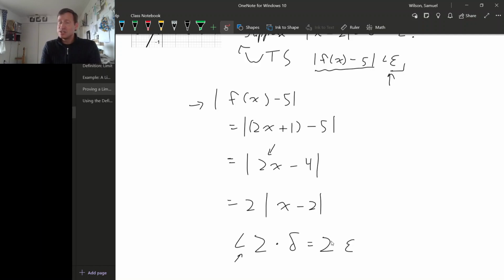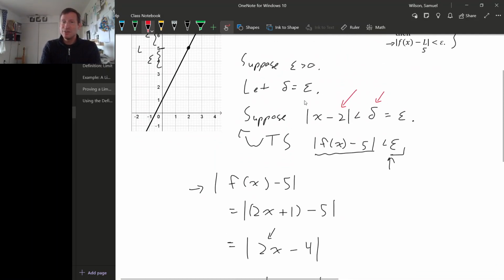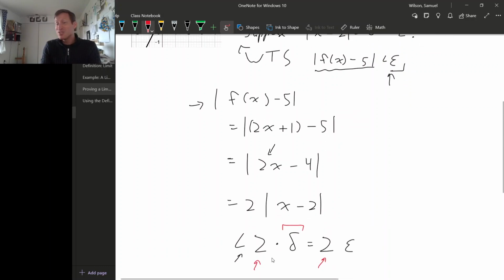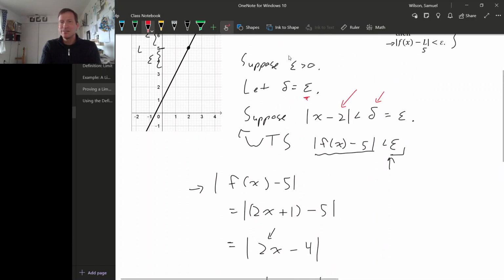But this calculation does give us some insight into how to fix the problem. The problem is that delta was equal to epsilon, so this problematic 2 survived. But remember, for delta, we can go back and choose any function of epsilon. We didn't have to just choose delta equals epsilon. So we want to choose a function of epsilon that will cancel this 2. Why don't we choose 1/2 epsilon? If delta is 1/2 epsilon, then we're supposing that the absolute value of x minus 2 is less than delta, which is 1/2 epsilon.